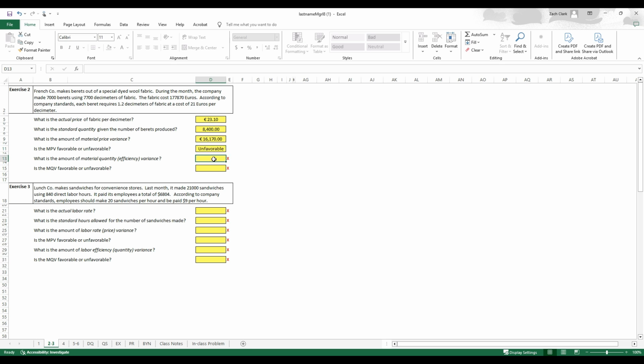And what is the amount of material quantity, the efficiency variance? That's going to be 14,700. And we can say this one is favorable. Cool. So that all comes off of the spreadsheet that we just analyzed, essentially. And you can go in and download and do that yourself. But this helps us.